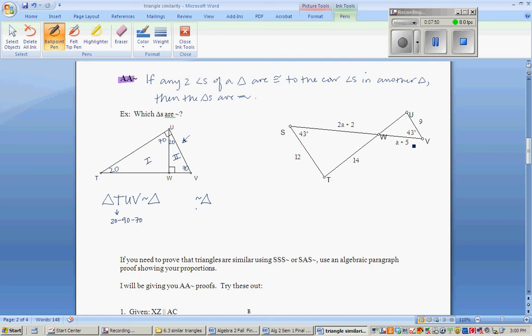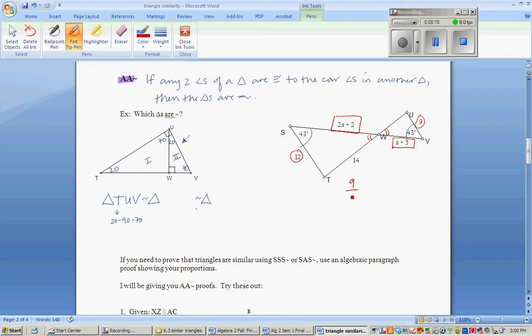In order to prove that triangles are similar, you do need two sets of congruent angles. I've got one, 43, and I'm hoping that you can see the other set of congruent angles right now. If you chose the vertical angles, you're correct. So now we can set up some proportions. 2a plus 2 is going to go with a plus 5, and 9 is going to go with 12. You set up any proportion you want.